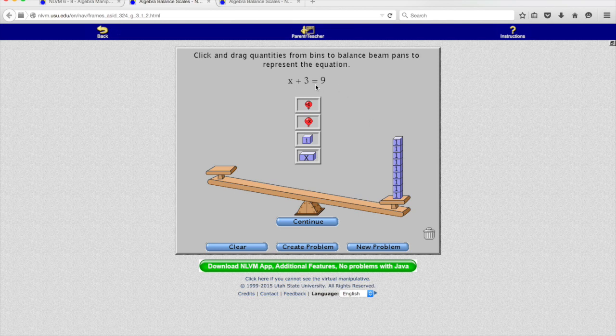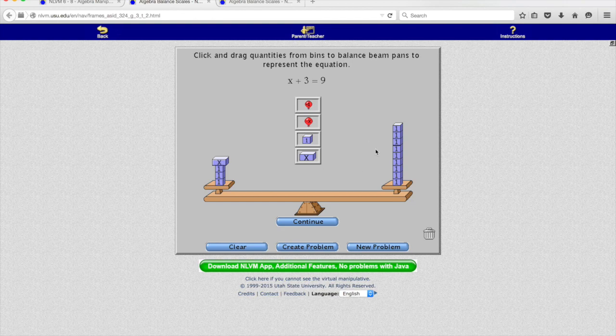Now, on the other side of the equal sign, I've got x plus 3. Well, the 3, that would mean 3 blocks. But then x basically represents some mystery weight. It's a physical weight we can put over here, but we don't know how much it weighs. Now, in this case, it balances things out.